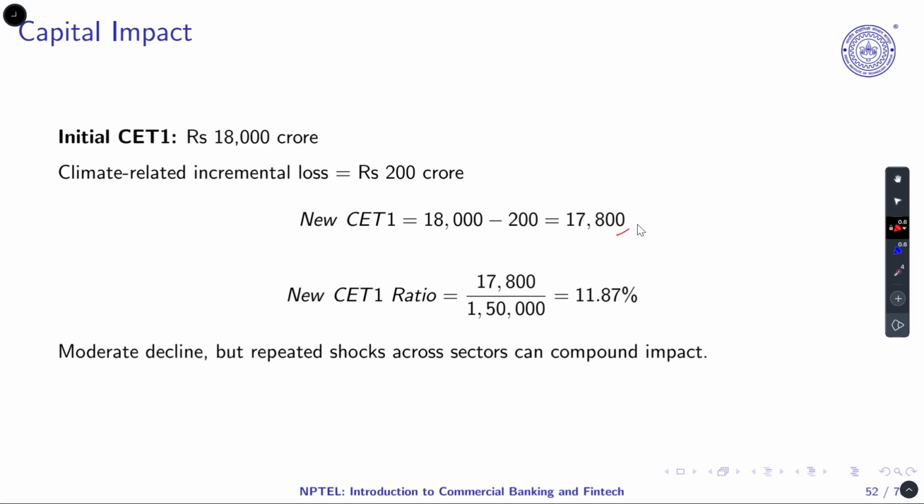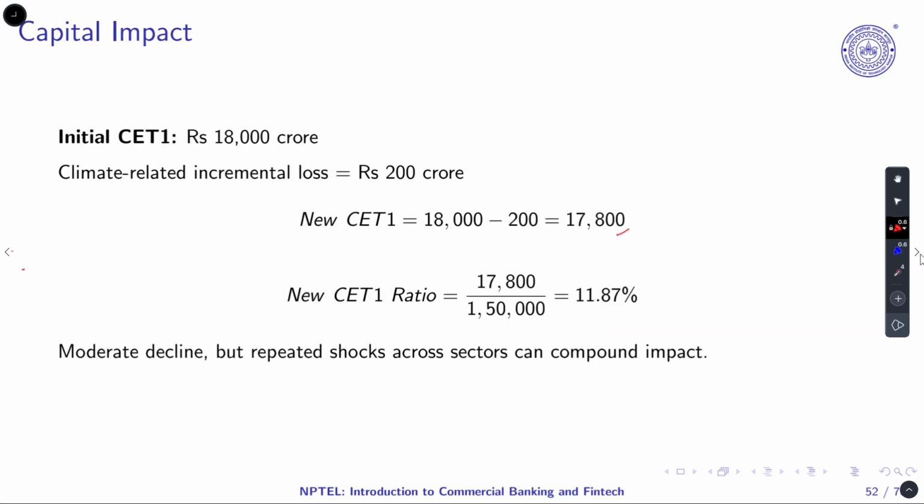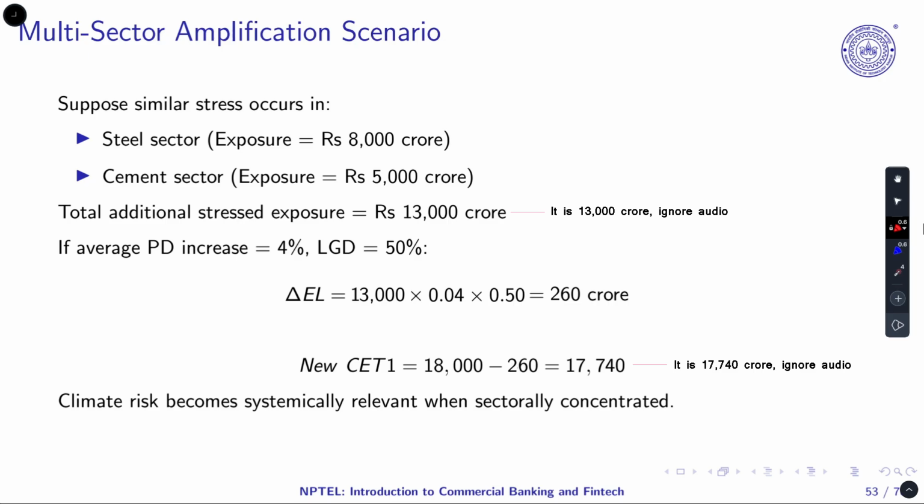Now you can see that earlier the CET1 ratio was 12%, that we saw here, but after climate change we are able to see that it has come down to 11.87%, which means that due to climate shock the CET1 ratio has changed. This is a moderate decline, but repeated shocks across sectors can compound the impact and lead to a further stressful scenario. This is where it is very, very important that we understand the impact of climate risk. So this is what is multi-sector amplification.